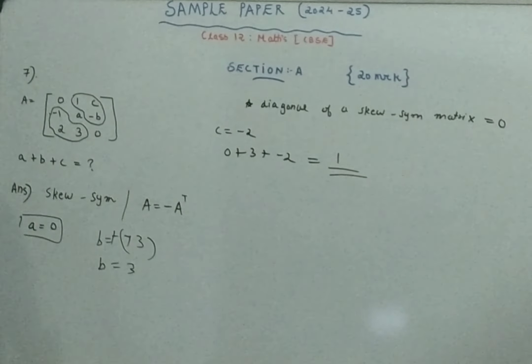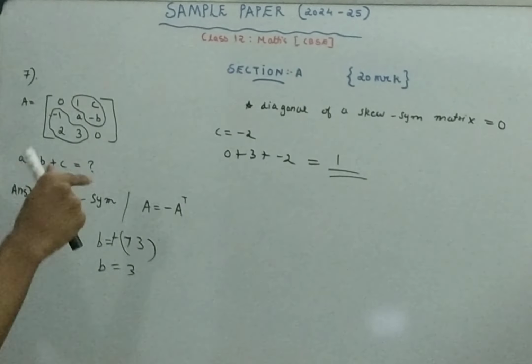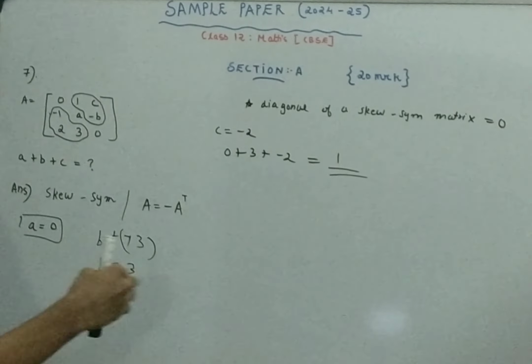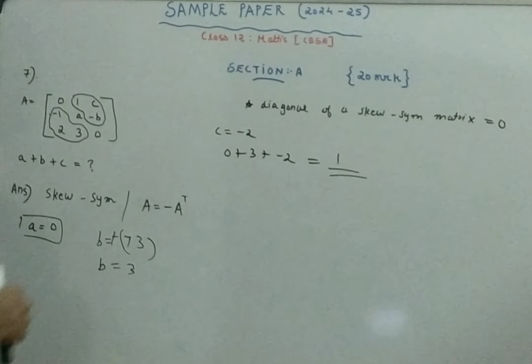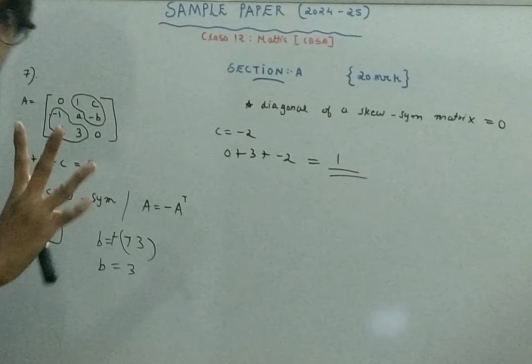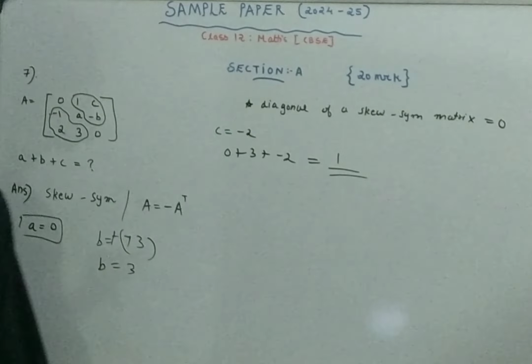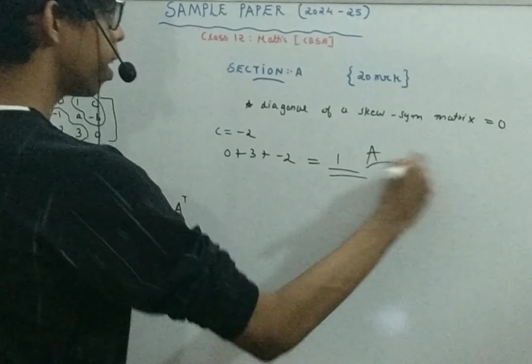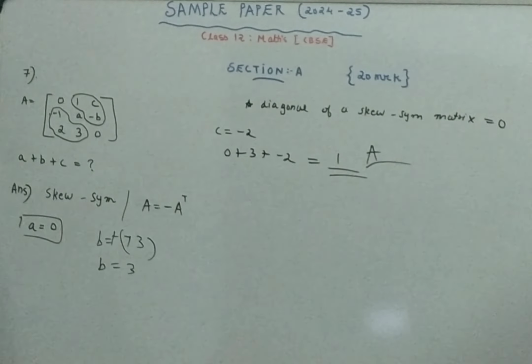Here the concept that you should remember: the first concept is that the diagonal of a skew-symmetric matrix is equal to 0. So from there we found that A is equal to 0. Now since it is a skew-symmetric matrix, A is equal to minus of A transpose. So whatever values are present below the diagonal and whatever values are present above the diagonal, both of them are the same, but they will be the negative values of each other. That is the concept that you should keep in your mind. So now if you see your options, A is 1. So option A is the correct answer. I hope it is clear.